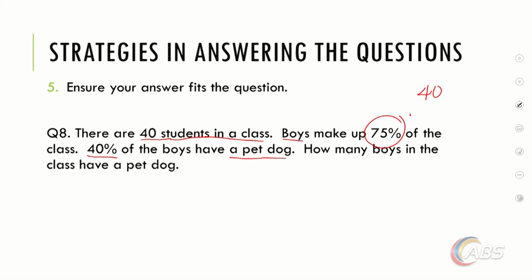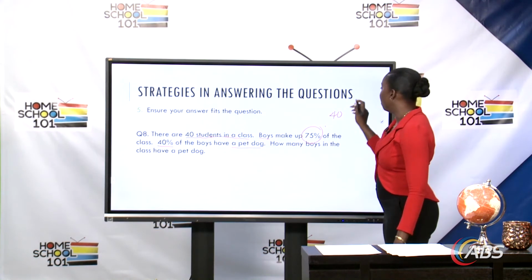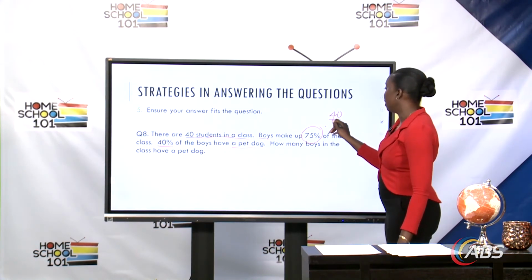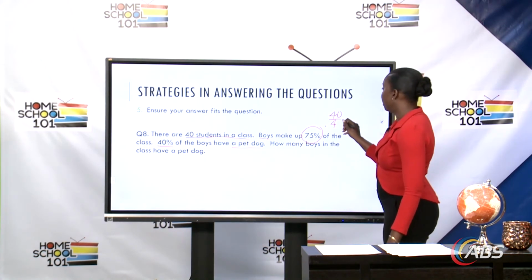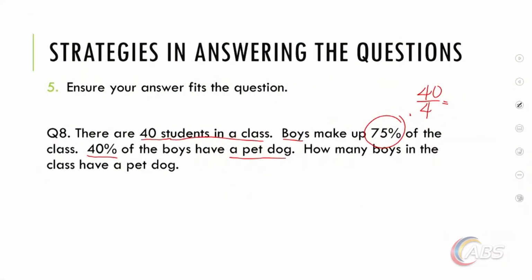The whole is 40, and we just said that 75% is a representation of quarters. Quarter, what does that sound like? 1/4, right? So that means I can divide my 40 by 4. 4 into 40 gives us 10. All right? So that means that 25% is 10, and that's 10 boys. How many more 25s do we need to make up 75?